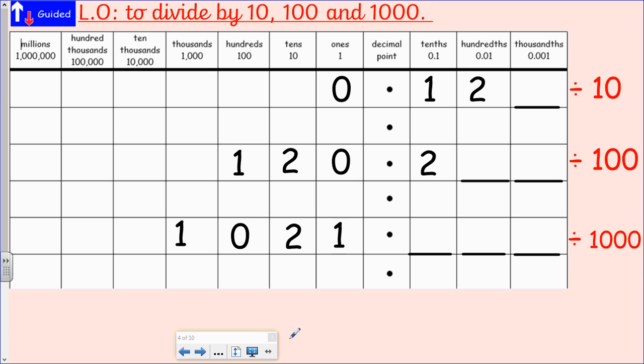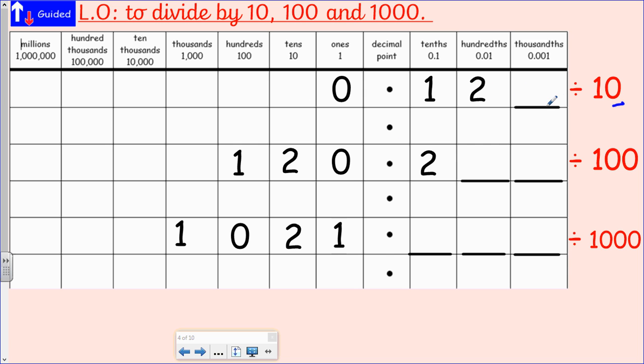Okay, next one. Exactly the same thing. You want to just have a go yourself, pause the video, have a go, and then come back and watch the video so you can see if you were right or not. So we've got a decimal number already this time, 0.12. We're dividing by 10, so we've put my line in here already. We've already got the decimal point in.